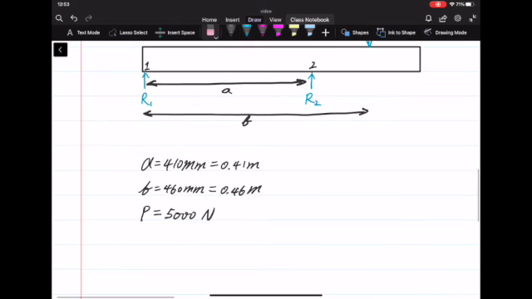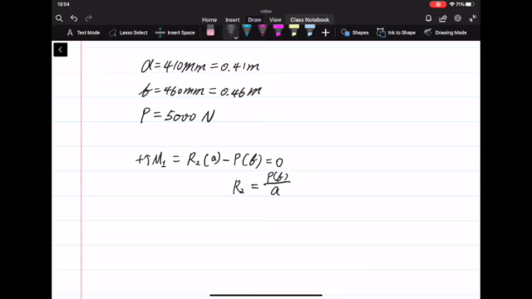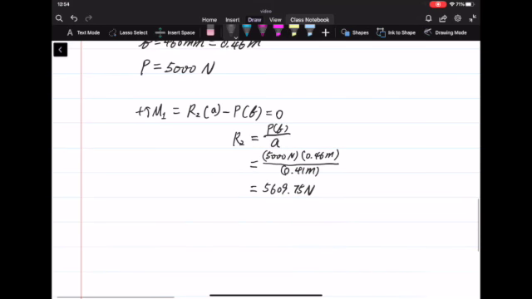So we set the moment at point 1 equal to R2 times A minus P times B, and R2 equals P B over A. Plug in the numbers, we have 5,000 Newtons times 0.46 meter over 0.41 meter, equal to 5,609.7 Newtons.